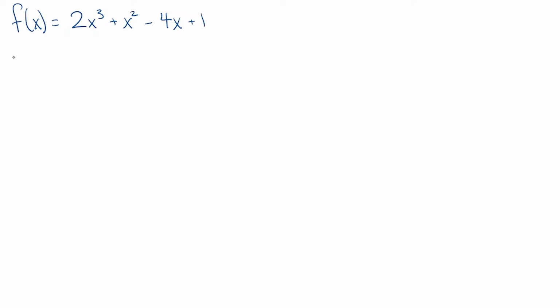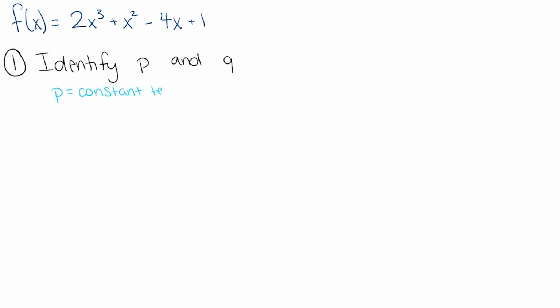So the first thing we want to do is identify our p and our q. Our p is our constant term. Your constant term is always your term that does not have a variable attached to it in your polynomial. This usually will be your last term in your polynomial, but if your polynomial is out of order, then it's the term that does not have a variable tied to it. In this case, our constant term p is equal to 1.